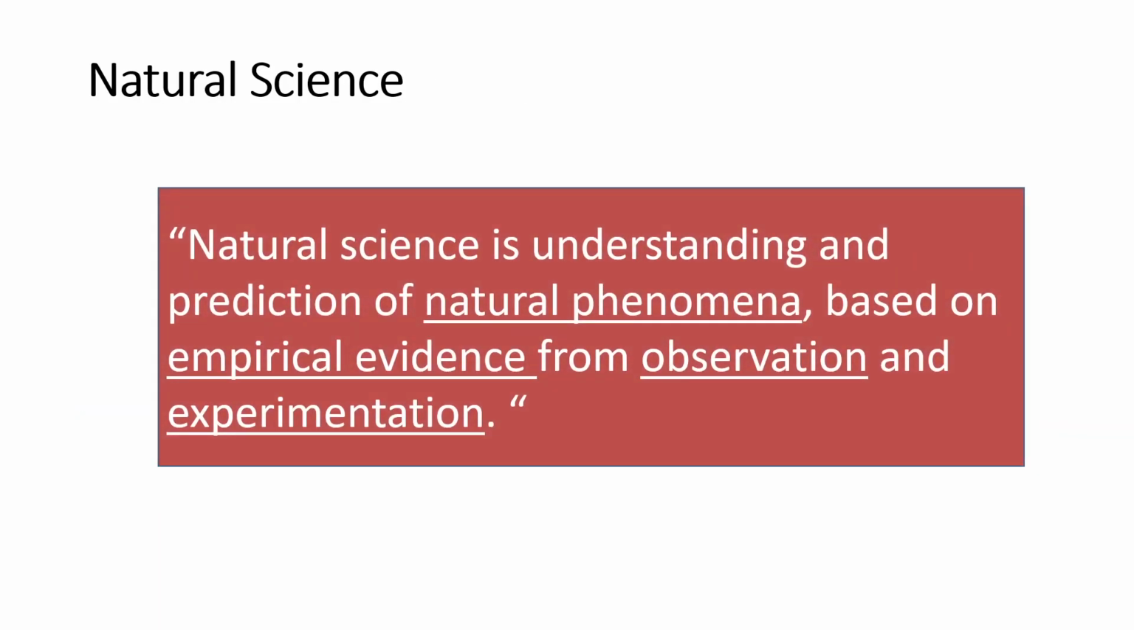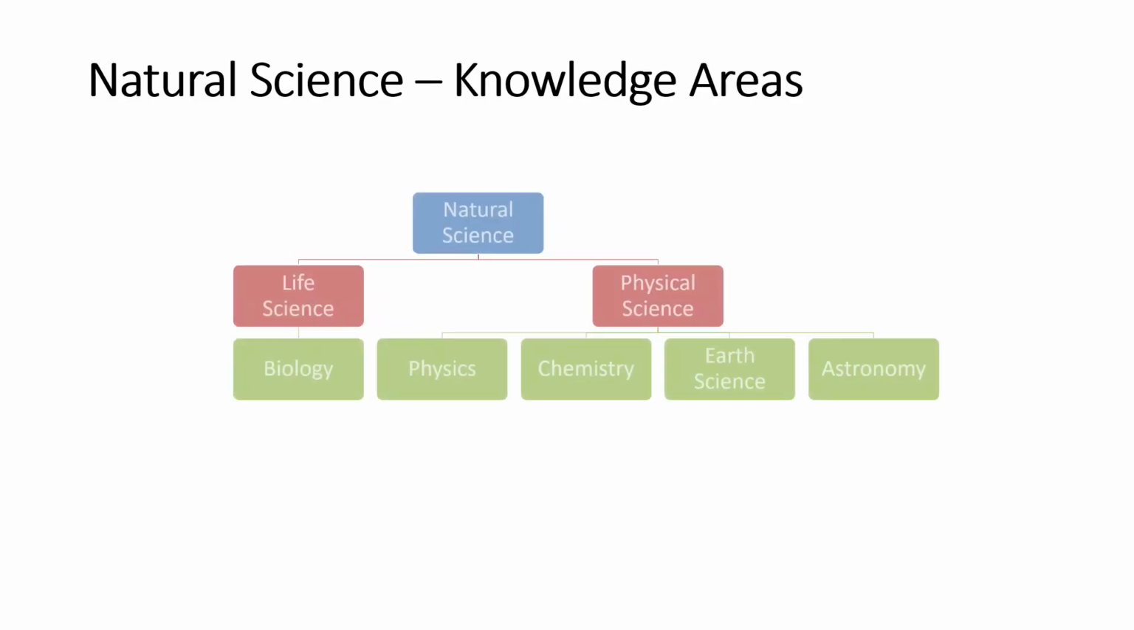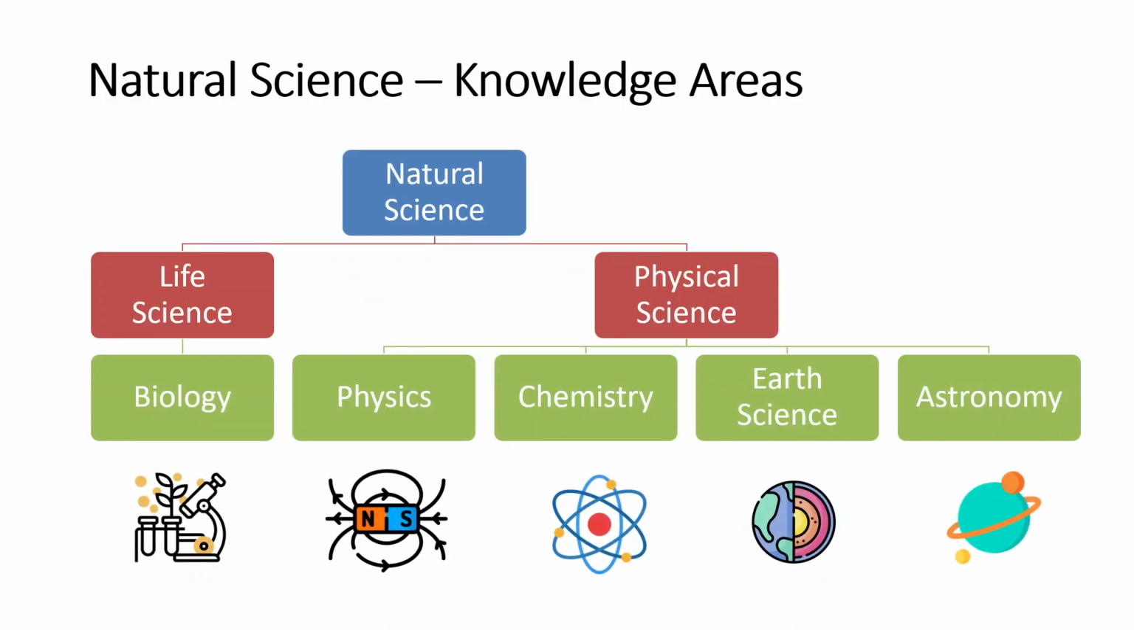Now let's look at the natural science. Natural science is understanding and predicting natural phenomena based on empirical evidence from observation and experimentation. So what are the sub areas in natural science? We can first categorize it into life science and physical science. Life science is pretty much the biology subject. If you want, we can further subdivide it into zoology and botany. On the other side, we have the physical science. The main subjects are physics and chemistry. And of course, there are some other subjects like earth science, astronomy, and so on.